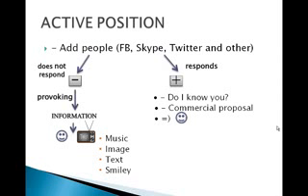In the active position, when approaching people, for example adding them on Facebook, Skype, Twitter, or any other network, there are obviously two outcomes: the person responds, or he doesn't. If he doesn't respond, you can provoke him by sending some information, some music or an image, any text that you feel like, the movie Pyramid, or some motivational video. You can also send your own video, if you have one, speaking about your success, whatever your imagination allows.